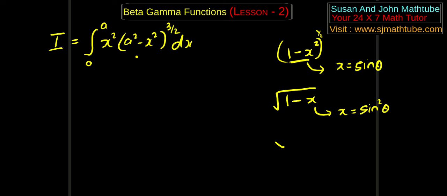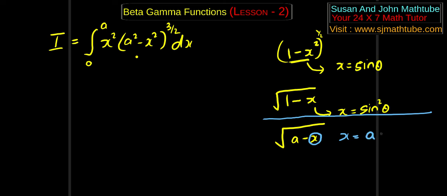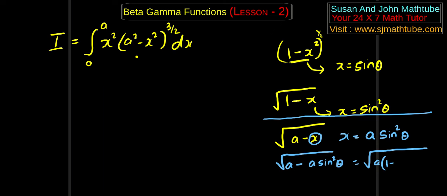Now suppose you have root under a minus x. Now come on, it's time to think. I already gave you the hint. It will be related to sine. Now what can we do here? Okay, I'm going to put x is equal to a sin square theta. Do you know why? If I do that, it will become a minus a sin square theta. Then a will come common, and 1 minus sin square theta is nothing but cos square theta, and you end up with root a cos theta. So this is the general pattern.